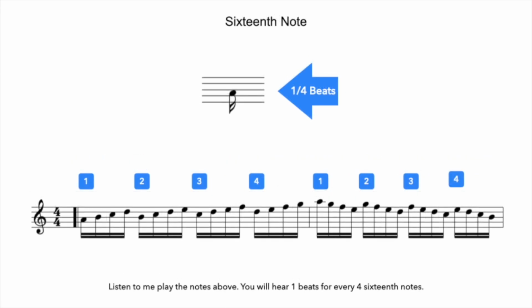This is what a 16th note looks like. It's a filled-in head with a stem and 2 flags on the end. Its value is a 16th of a whole note, an eighth of a half note, a quarter of a quarter note, and half of an eighth note. So there will be 4 16th notes for every beat.